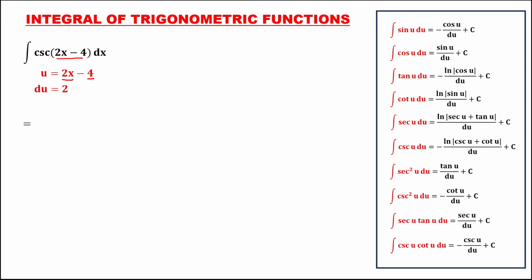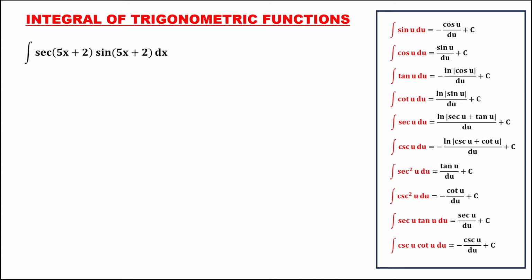Then to find now the integral, since the integral of cosecant is negative ln, the absolute value of cosecant u plus cotangent u, then over the derivative of u, then plus c.